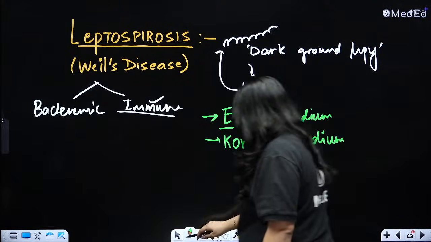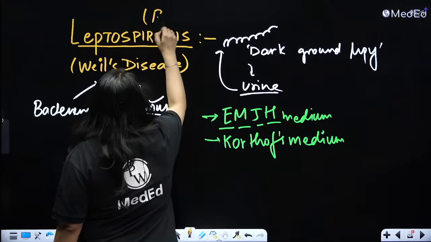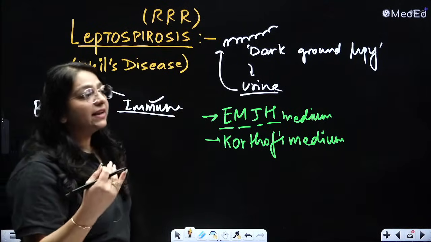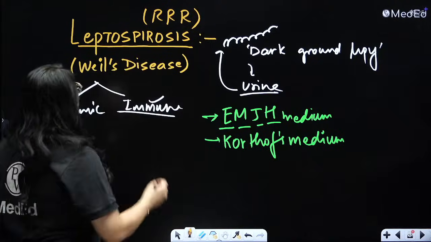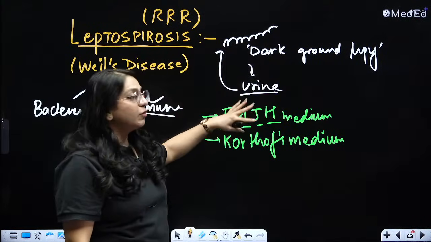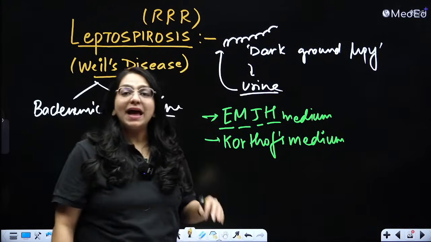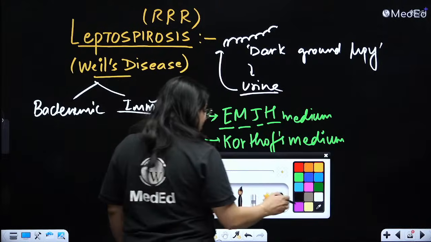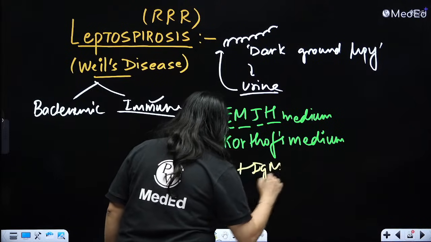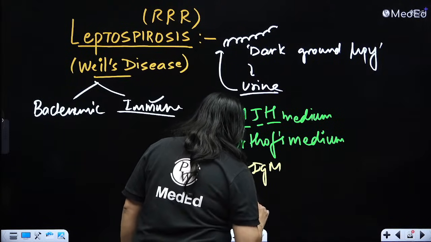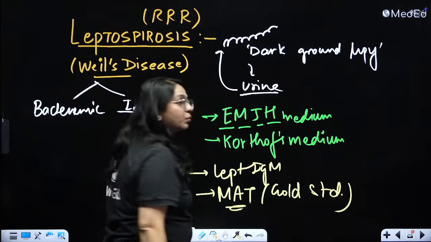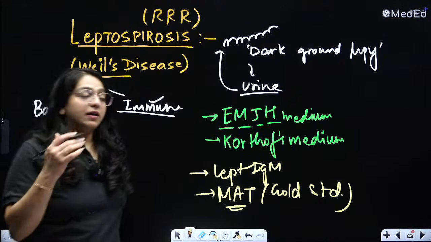So for leptospirosis, you have to remember the 3 R's, the RRR: rice field, rain, and rat urine. Weil's disease, bacteremic phase, immune phase, dark ground microscopy, spiral morphology, EMJH medium, Korthof's medium, and the MAT and IgM. Okay, so you can do the Leptospira IgM, and you can do the MAT, microscopic agglutination test, which is in fact a gold standard. Right? All the important points about Leptospira we've been able to revise.